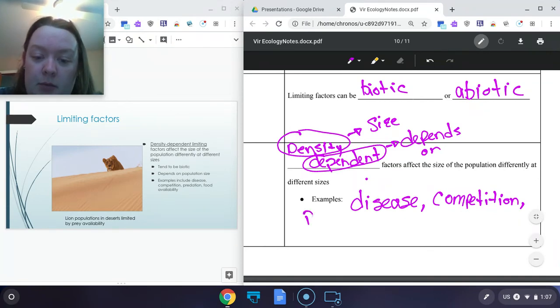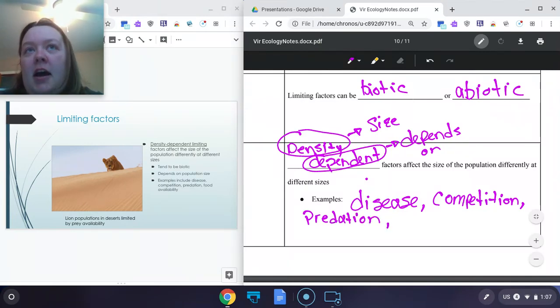Another is going to be predation. If I have 10 predators and 9 prey, they're going to have to fight there. Not everybody's getting food, so with predation, the number of predators and the number of prey matters, as well as just plain old food availability.